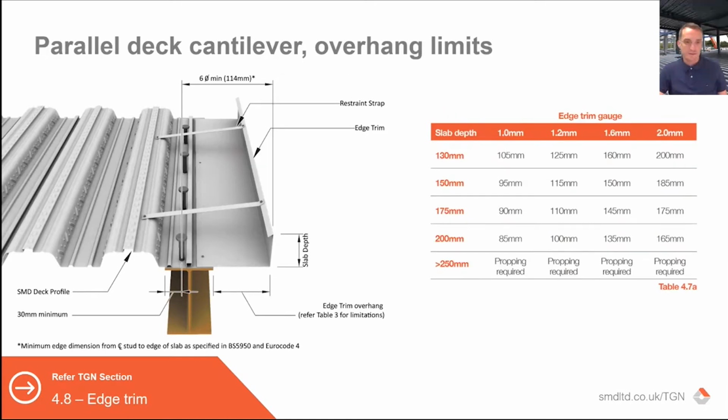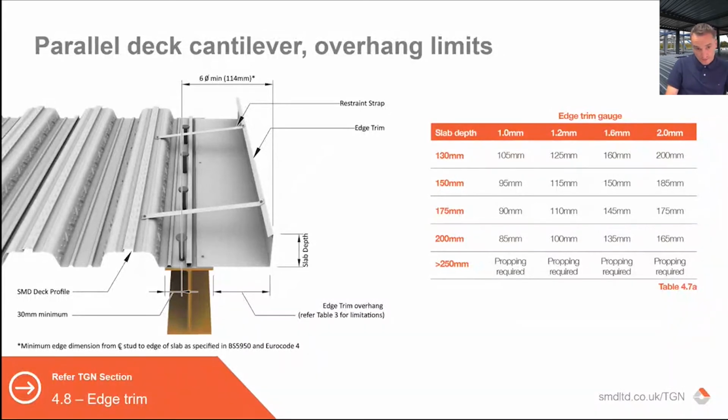Where the deck is in the other orientation, so the deck is spanning parallel to the edge beam, then the maximum limits that we can apply are all down to the thickness of the trim and how far that trim can then cantilever from the support. We do 4 different gauges or thicknesses of trim from 1 to 2 millimeters, and they facilitate up to 200 millimeters from the toe of the beam, depending on your slab depth, as you can see in the table on the right there. There are a number of key parameters and minimum dimensions mentioned on here, so you can see the 114 from the center of stud to edge of trim, but that's all related to the composite beam design, and we will facilitate that where possible, but obviously it's something that needs to be considered in any edge, not just a parallel edge.